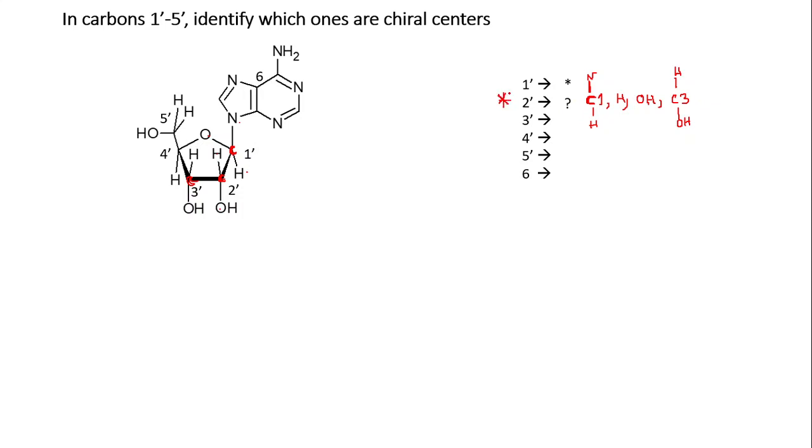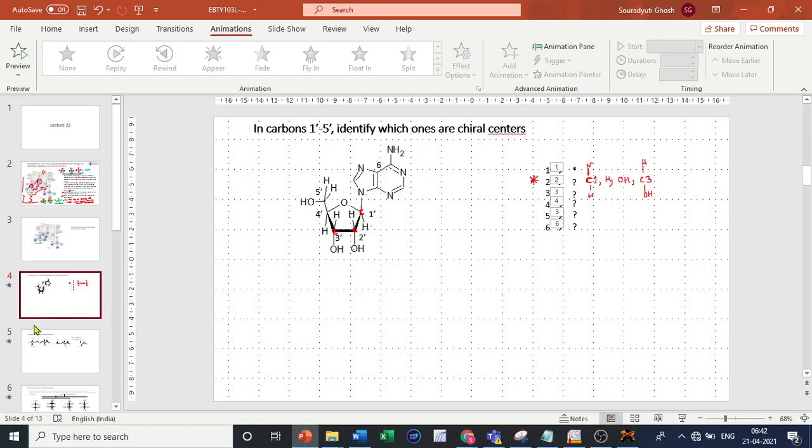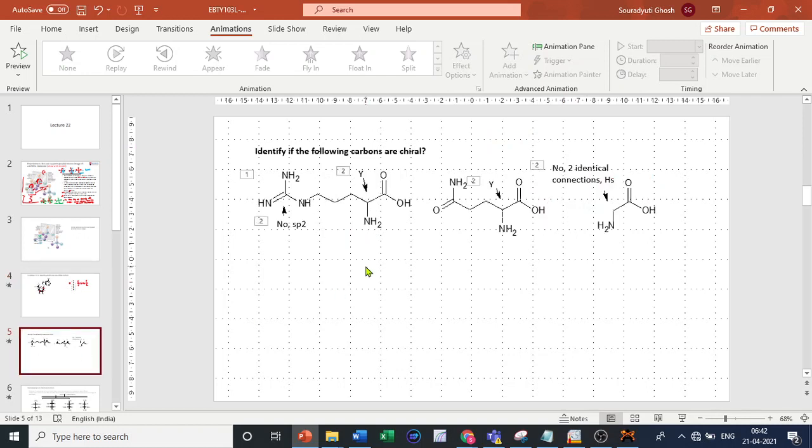You can try doing that for the rest of the carbons and see if you can figure it out. The answer is already provided, so you can check it. This is another example where you can try to see if the following carbons are chiral or not.